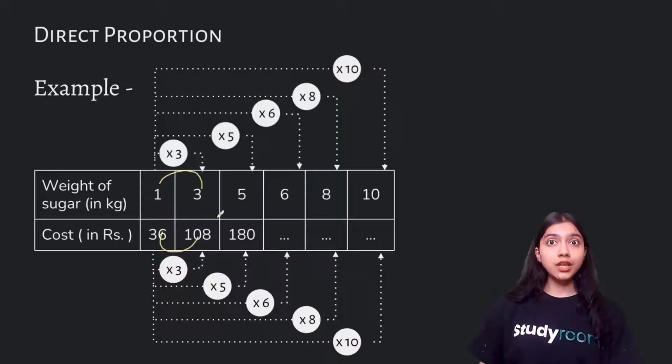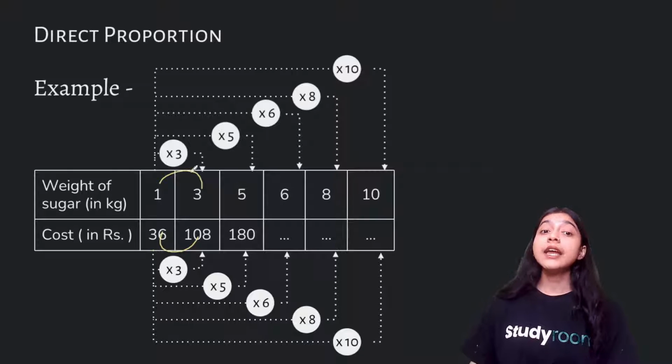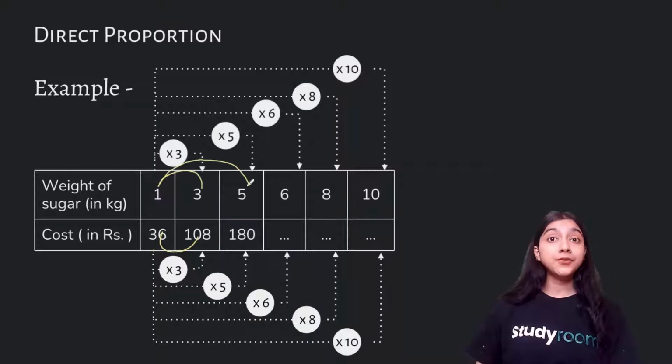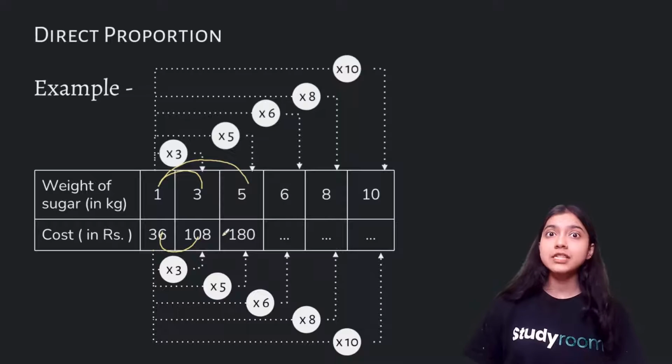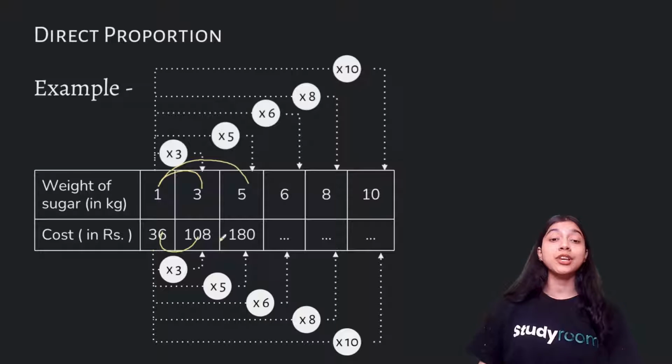The weight is changing from 1 to 3. The cost is changing from 36 to 108. 36 multiplied with 3 gives us 108. In the second case, the weight of the sugar is becoming 5 kg. That means it is getting multiplied 5 times. 1 multiplied with 5 gives us 5. So the cost will also become 5 times. From 36, it will become 180. Why? Because 36 multiplied with 5 gives us 180.